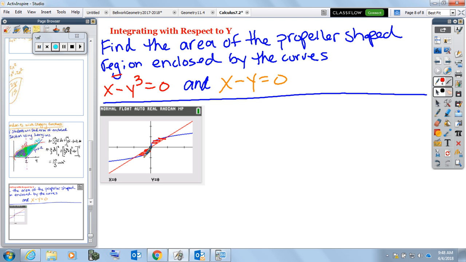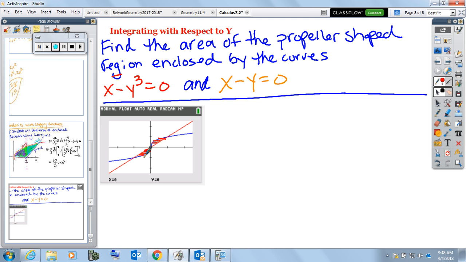Interesting. The best way to look into this is with an application-based problem: find the area of the propeller-shaped region enclosed by the curves x = y cubed and x = y. This is our graph that I've graphed on the TI-84 for us. Obviously I have it graphed in terms of x. I had to solve for y and then graph it in terms of x.